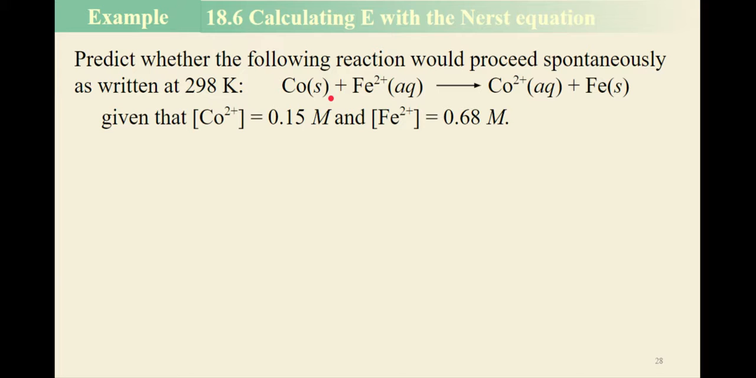So again, this is a redox displacement reaction. Here we're looking at pretty much the net ionic equation where whatever spectator ion is not shown. So cobalt is getting oxidized, iron is getting reduced. So here's the Nernst equation where we're saying it's at 298 Kelvin and everything else plugged in.